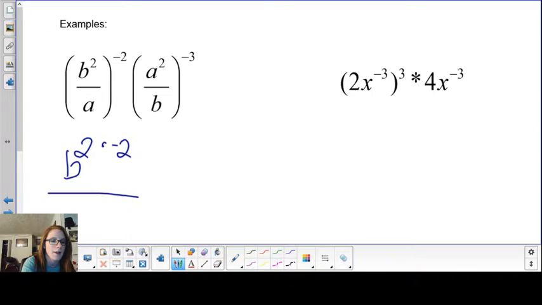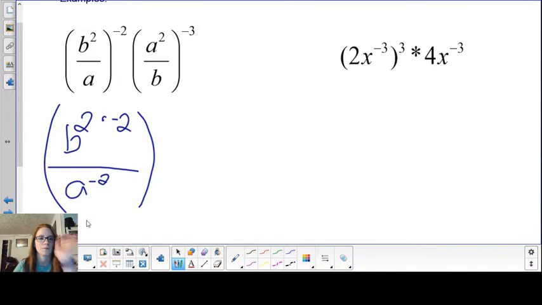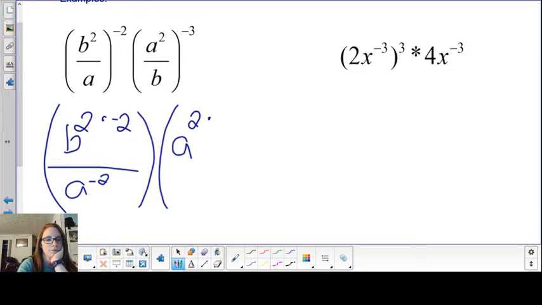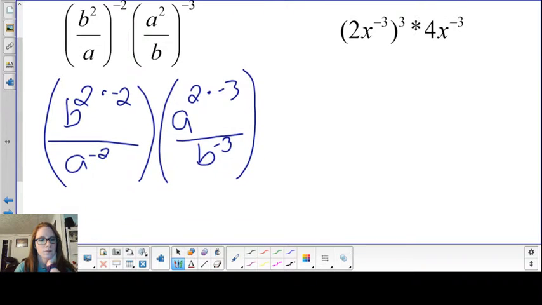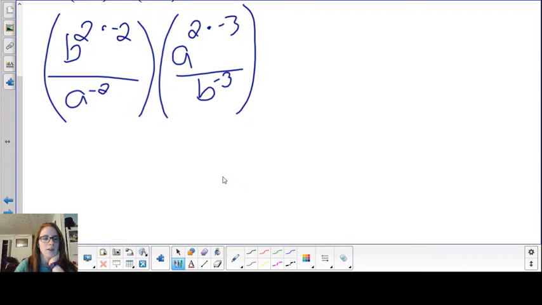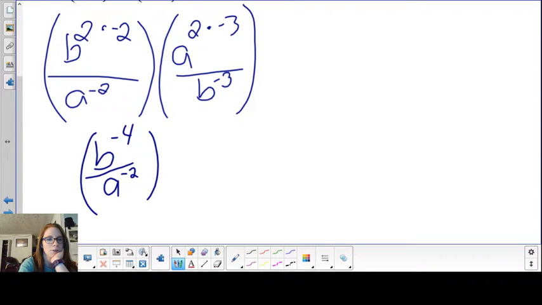Over a to the negative 2nd, because it's like saying 1 times negative 2. And that thing's in its parentheses. And then again, everything here gets the negative 3. So let's go ahead and do that multiplication. I have b to the negative 4 over a to the negative 2 times a to the negative 6, b to the negative 3.